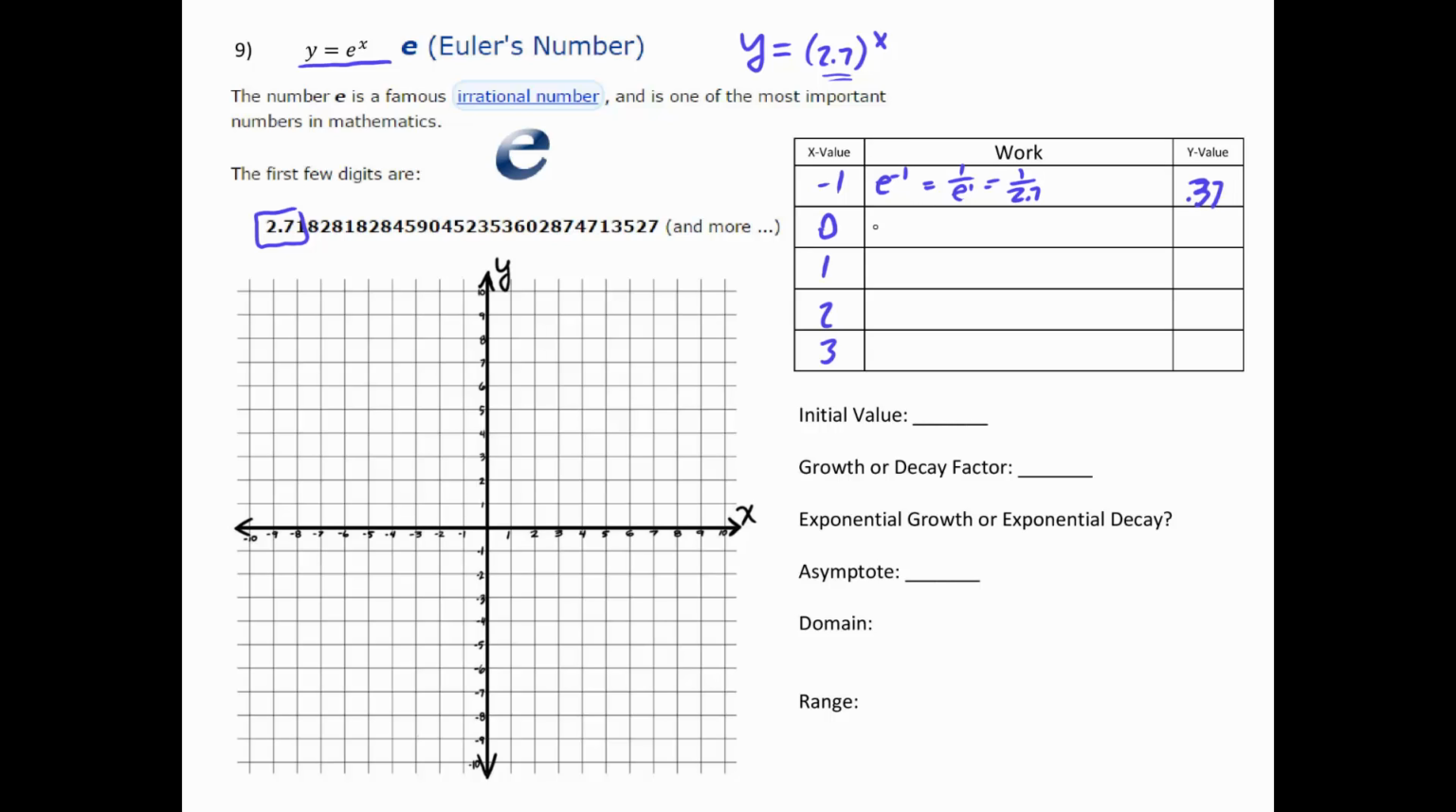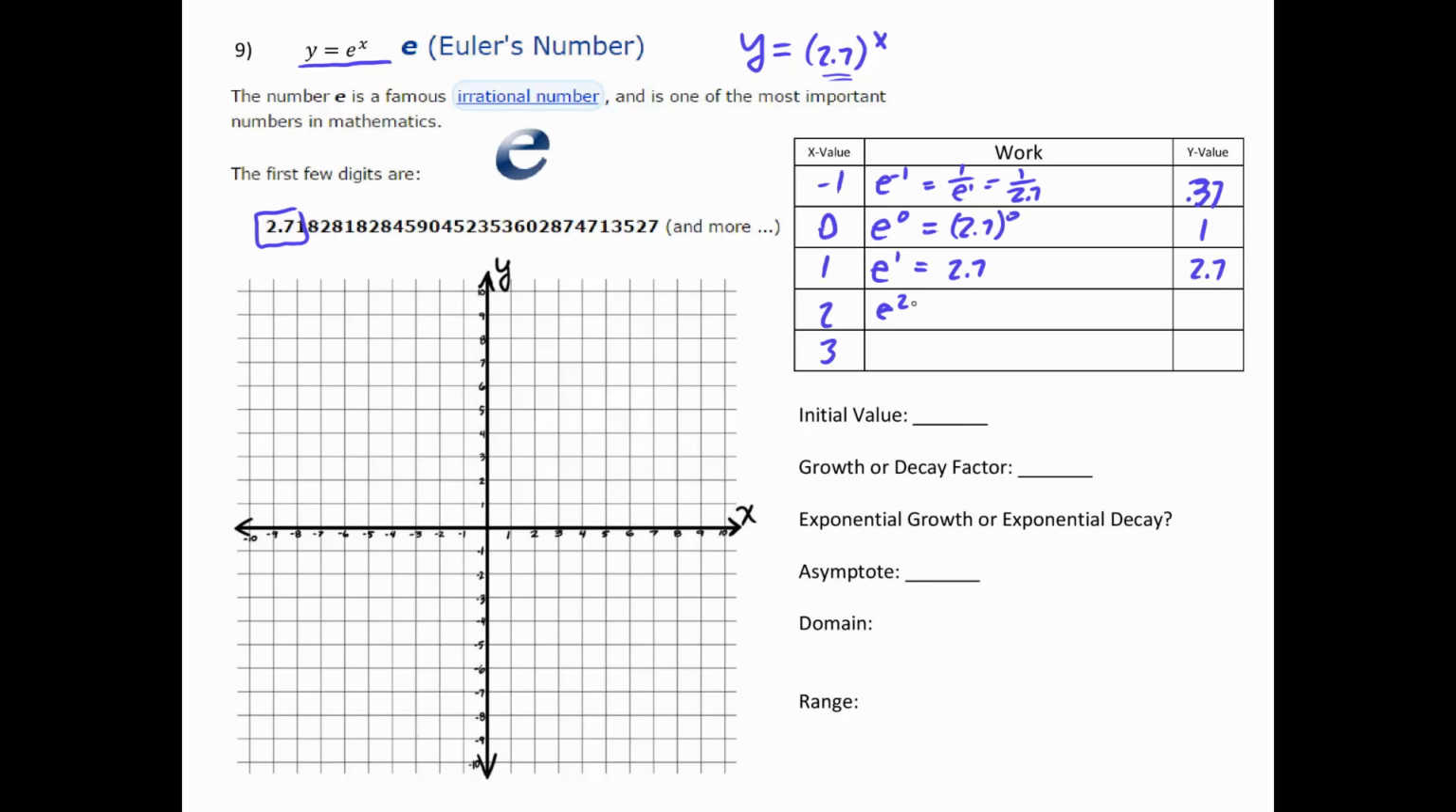Then we have to take the next one, e to the 0. Now this should be easy because anything, even 2.7 to the 0 power, is 1. I can take 1,000,000 to the 0 power and it's still going to be 1. Here, I have e to the first. Well, that's just e, which is 2.7. So the answer there is 2.7.